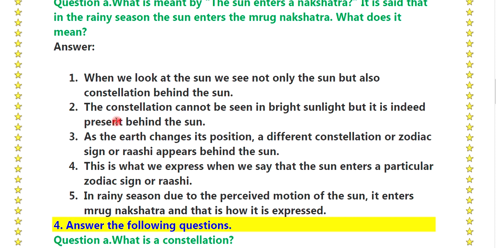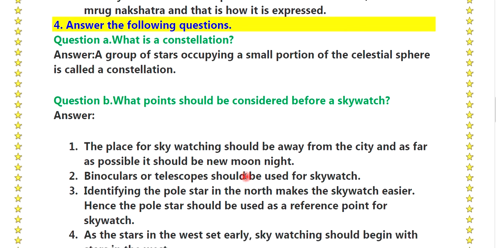Second point. The constellation cannot be seen in bright sunlight, but it is indeed present behind the sun. Third point. As the earth changes its position, a different constellation or zodiac sign or rashi appears behind the sun. Fourth point. This is what we express when we say that the sun enters a particular zodiac sign or rashi. Fifth point. In the rainy season, due to the apparent motion of the sun, it enters Mrug nakshatra, and that is how it is expressed.